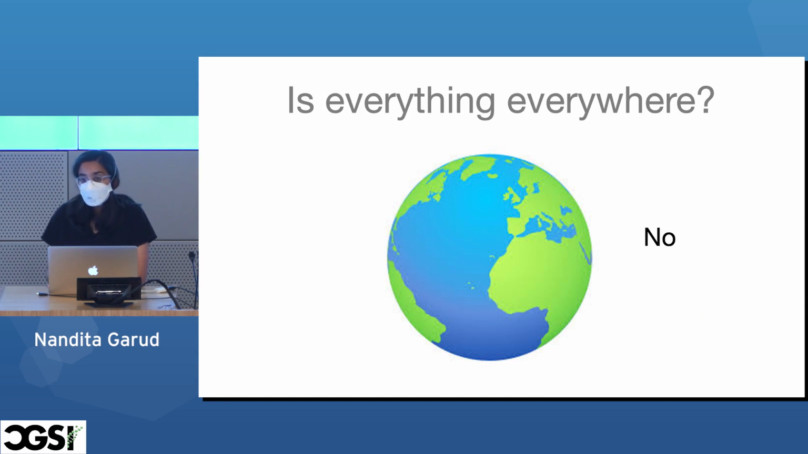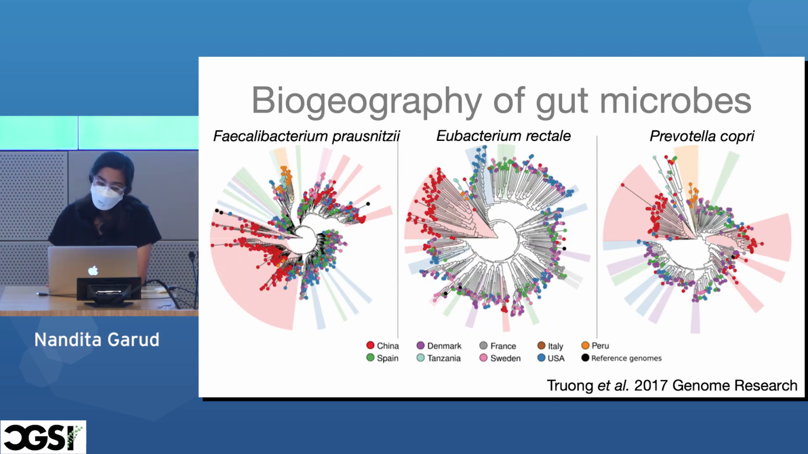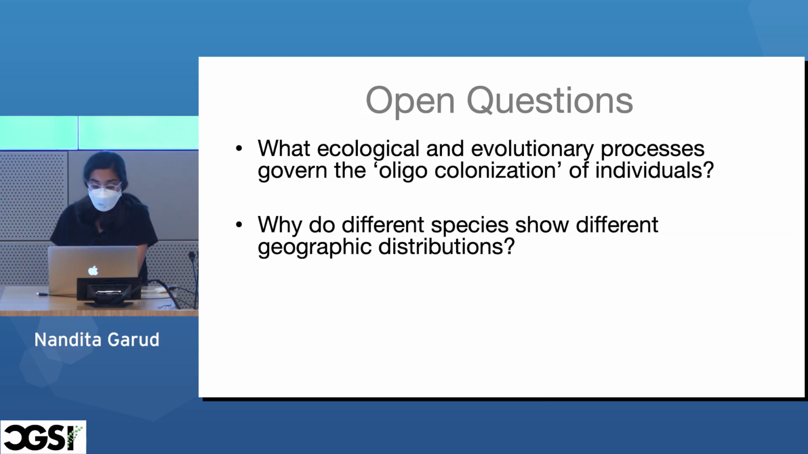So what we have within us shows a lot of structure, and globally there is also a lot of structure. I should also say that some species don't necessarily show this biogeography. Some of them actually are pretty well mixed around the world. And that leads me to some of the open questions on this topic of population structure, which is what ecological and evolutionary processes govern what I call oligocolonization of individuals, that is, colonization by one or a few strains, and why do different species show different geographic distributions?